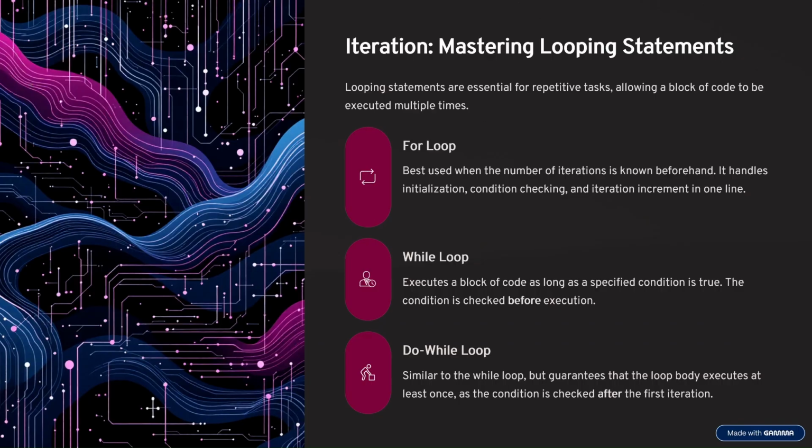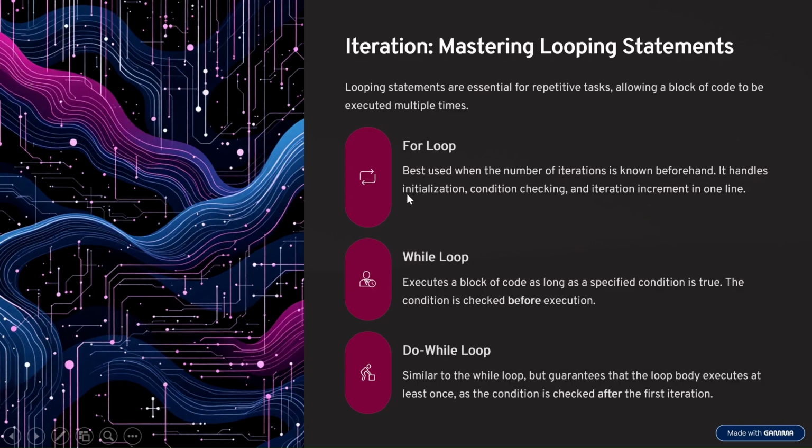And the next part is looping statements, which are essential for repetitive tasks and allow a block of code to execute multiple times. There are three types of looping statements in the C language. The first one is the for loop, which involves initialization, condition checking, and iteration increment in one line. Then the while loop, which executes a block of code as long as the defined condition is true. And the do while loop, similar to the while loop but guarantees that the loop body executes at least once.